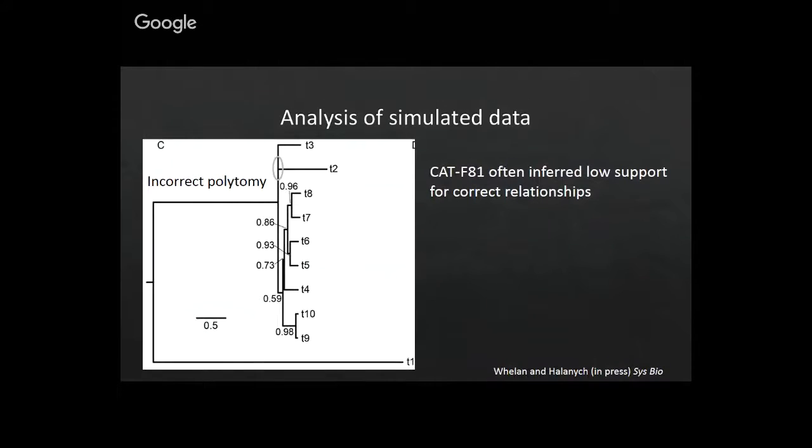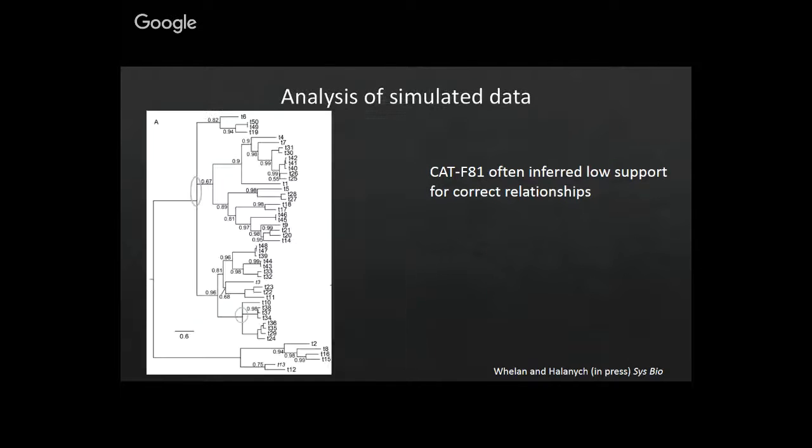So to jump right into the results, and these are kind of broad, painting with a broad brushstroke here, CAT-F81 often inferred low support for correct relationships. In all the trees that I'm going to show you, unless otherwise noted, the node had 100% posterior probability or bootstrap support. So a lot of the correct nodes have low support in this analysis, and then there was even an incorrectly inferred polytomy. We saw similar patterns with larger trees.